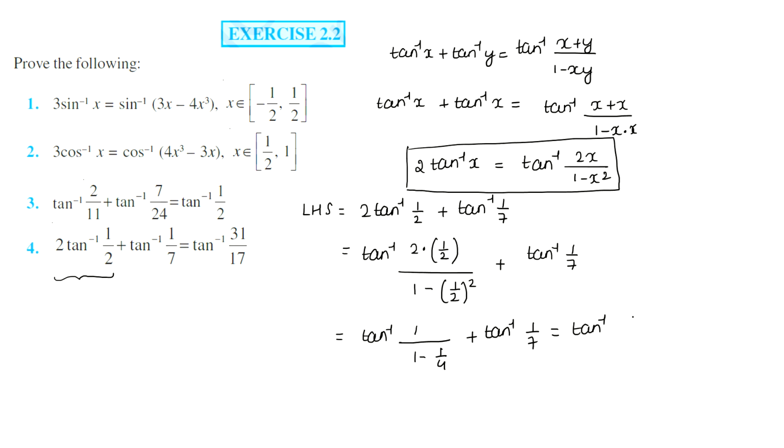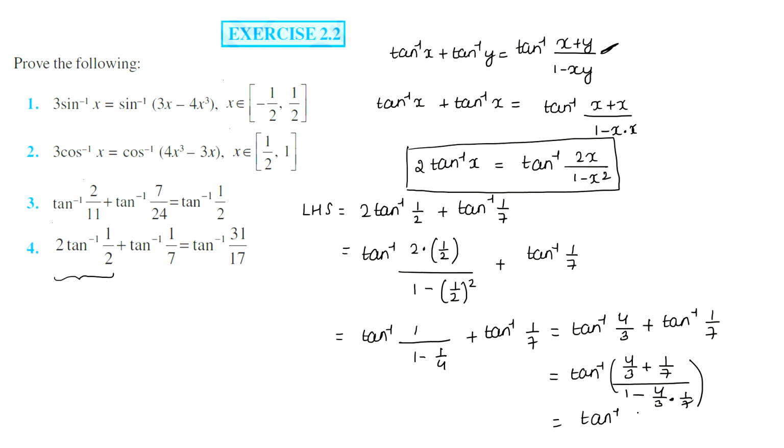And this is further equal to tan inverse 4 by 3 plus tan inverse 1 by 7, which is equal to, using this trigonometric formula, tan inverse (4 by 3 plus 1 by 7) divided by (1 minus 4 by 3 into 1 by 7), and this is equal to tan inverse 31 by 17. So this is how we can prove the fourth part. Thank you.